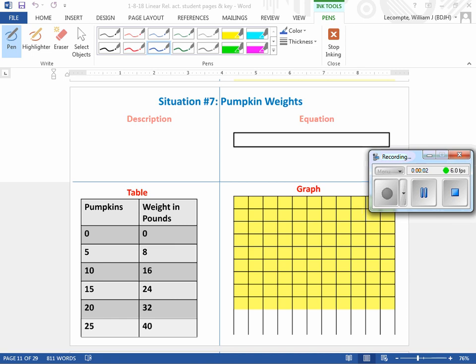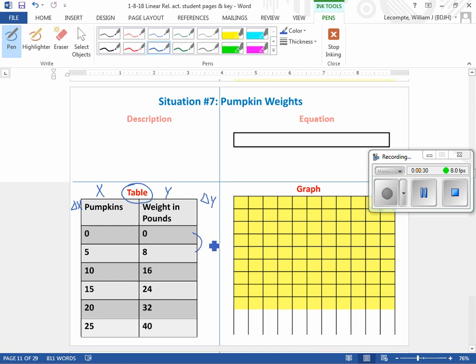Afternoon. This is situation number 7, pumpkin weights. What we have is a table. We're going to use this information to come up with a description, an equation, and a graph. The first thing we're going to look at is the change in y, which is the weight, over the change in x, which is the pumpkins. So we have the pumpkins and we have the weight.